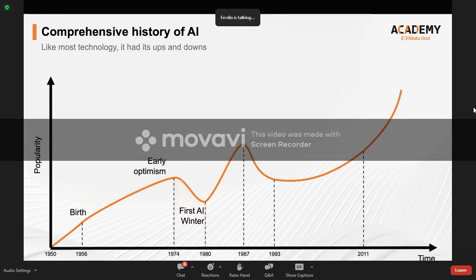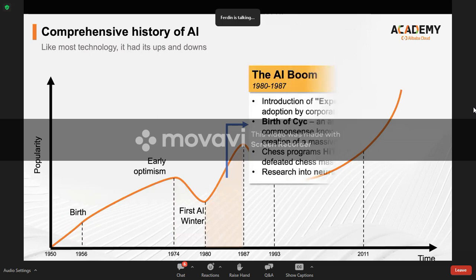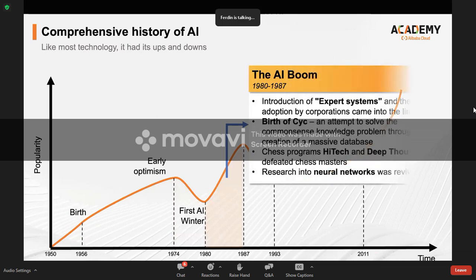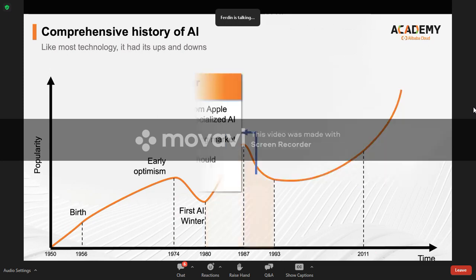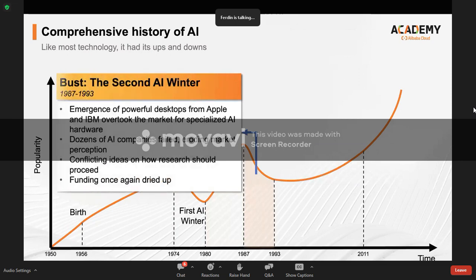And next we had another seven years for the rise of AI again. That's the time when machine learning algorithms were developed. We had research into neural networks, and then the support vector machine and all those algorithms were developed during the 80s. And then from 1987 to 1993, there was a second winter of AI.